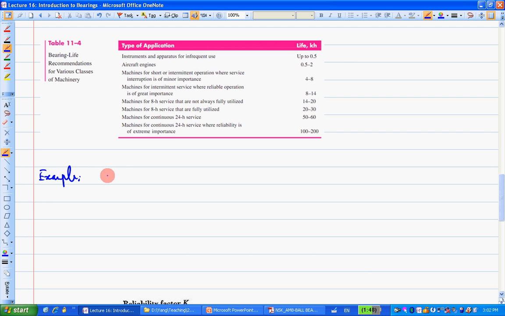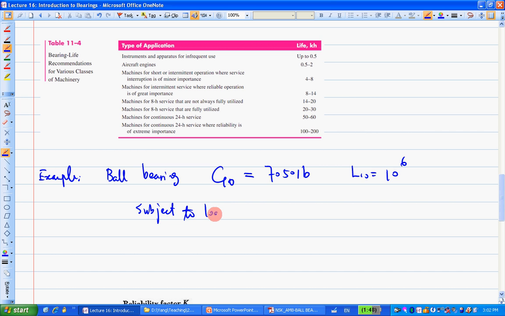Alright, so given a ball bearing from the catalog, the C10 value for the ball bearing is this. C10 is this, and L10 is 10 to the power 6 for that catalog. Now the bearing is subjected to a load F equal to 3,500 pound force.